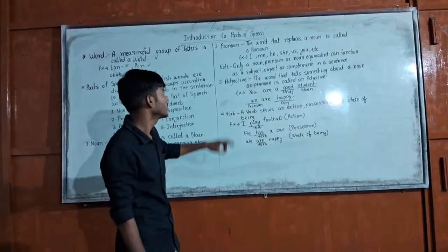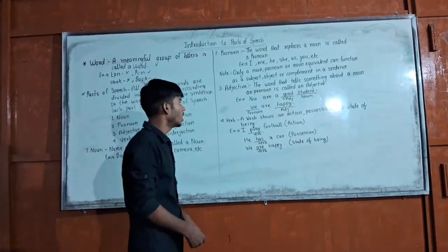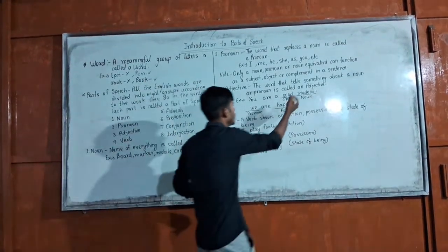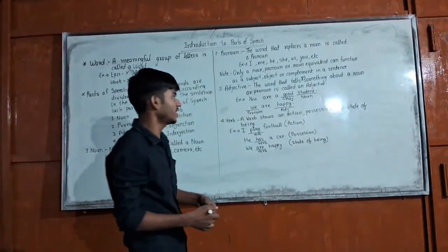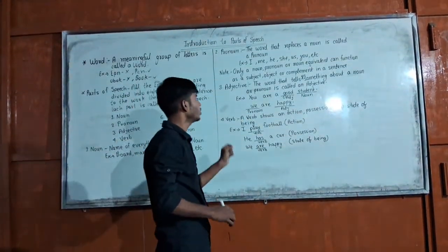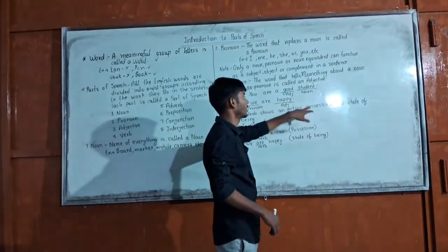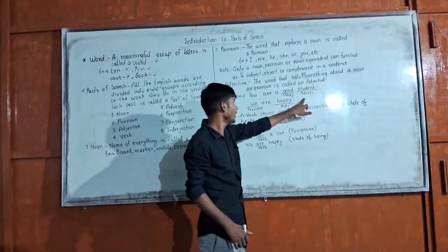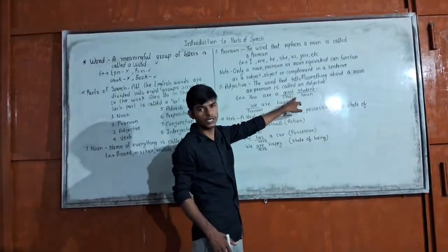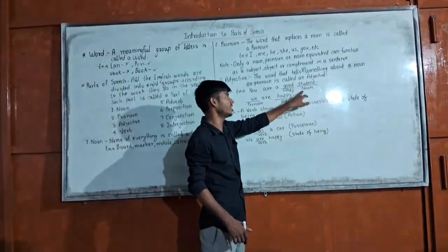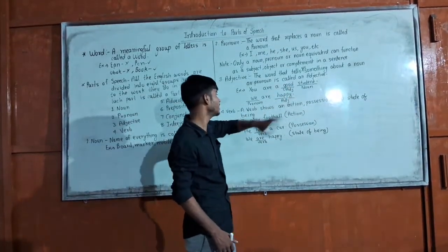Now coming to our third part of speech, adjective. What is an adjective? The word that tells us something about a noun or a pronoun is called an adjective. For example, you are a good student. Here, student is a noun. And which kind of student is he? He is a good student. So the word good is qualifying here, telling us about the quality of the student. It means the word good is an adjective.